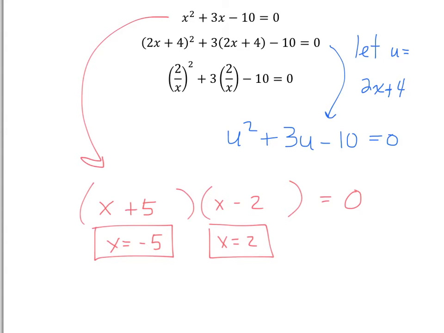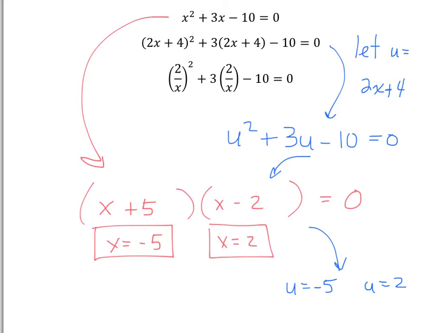Right? We get the exact same factoring, and we get the same exact answers, but it would say u equals -5, and u equals 2. So what Luca did was he kind of jumped the step, and he said, well, since u is just 2x plus 4, and u equals -5, and u equals 2, then 2x plus 4 can go in right here, and 2x plus 4 can go in right here for u, because that's what u was defined as.